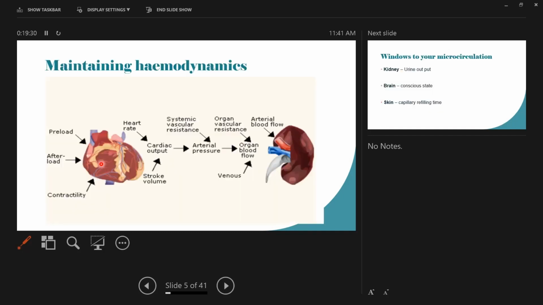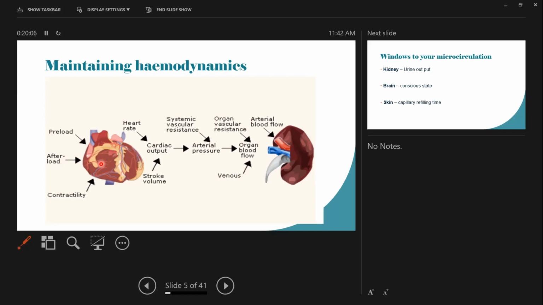So our aim is to optimize hemodynamics. Hemodynamics deals with our cardiovascular system. Our end result, whatever we do, should be to maintain organ blood flow or perfusion to the organs, which should start at the heart. There are several important terms. We are talking about preload, afterload, and contractility of the heart in order to maintain the circulation. And then heart rate and stroke volume are important, which lead to our cardiac output.